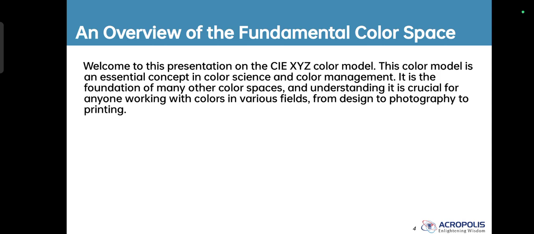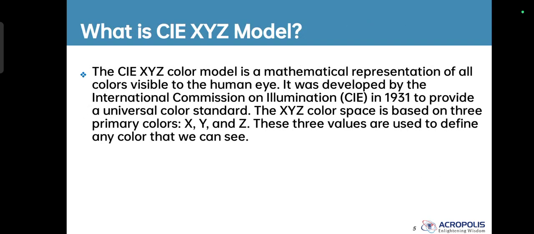It is the foundation of many other color spaces, and understanding it is crucial for anyone working with colors in various fields, from design to photography to printing. What is the CIE XYZ model? The CIE XYZ color model is a mathematical representation of all colors visible to the human eye. It was developed by the International Commission on Illumination (CIE) in 1931 to provide a universal color standard. The XYZ color space is based on three primary colors X, Y, and Z. These three values are used to define any color that we can see.